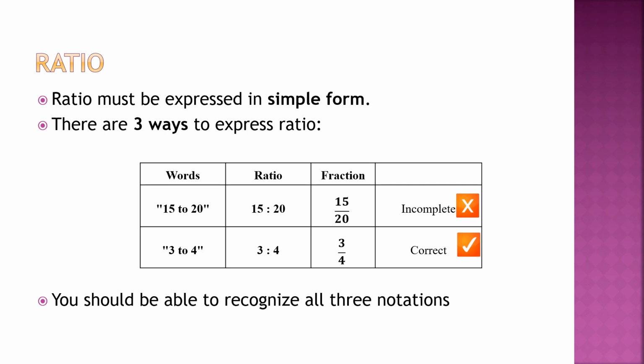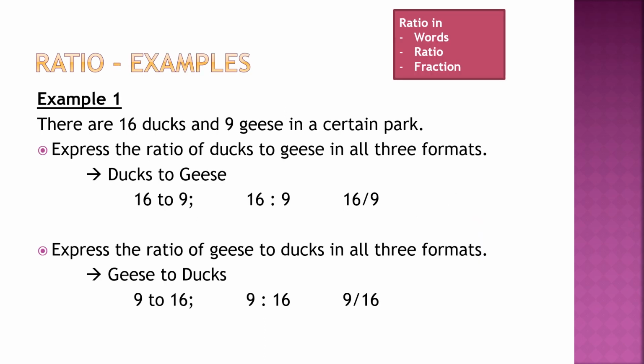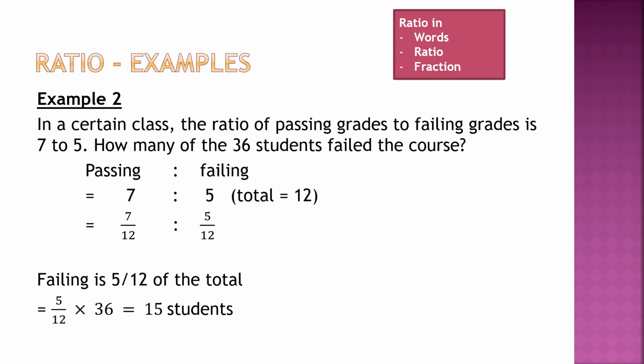Ratio must be expressed in the simplest form. That's why I always say always use your calculators, because your calculators already give you the simplest form. Let's look at this. There are 16 ducks and 9 geese in a certain park. Express the ratio of ducks to geese in all 3 formats. So 16 to 9. You just make sure whether you want to put it in fraction or you want to use the words or you want to use ratio, it's up to you. Usually it's either ratio or fraction.